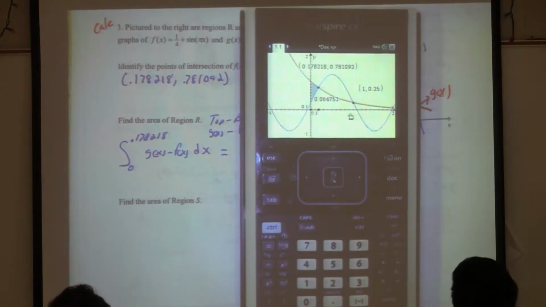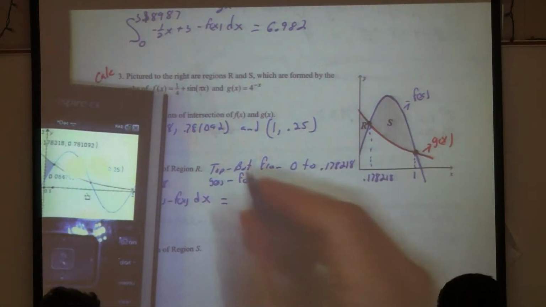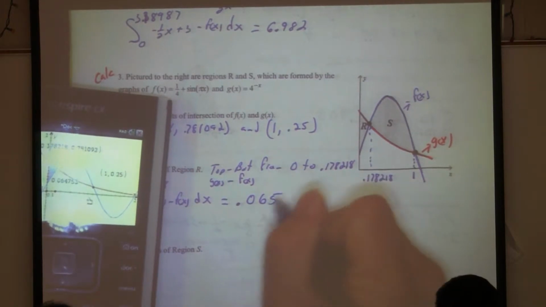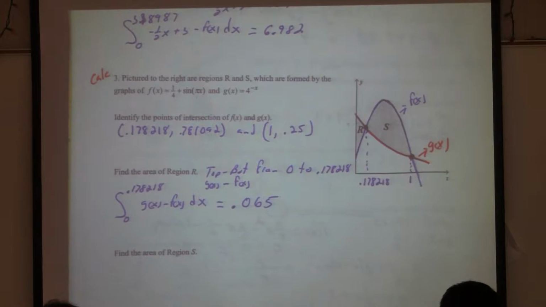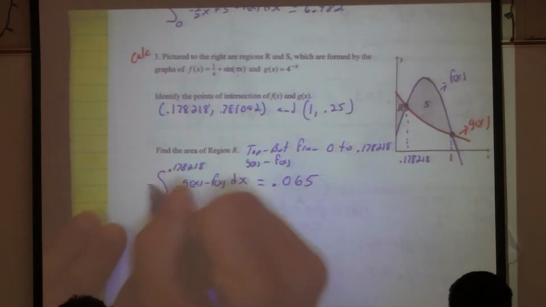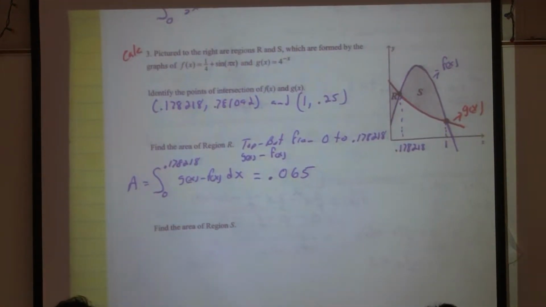Cool. What do we end up getting there? 0.065. If we round to the minimum of 3 decimal places, you could put more if you wanted. It would be units squared because you are finding area, but it's not necessary because there are no units.